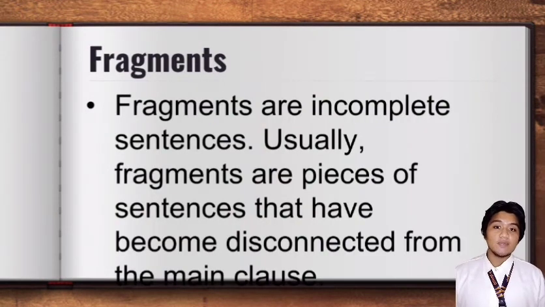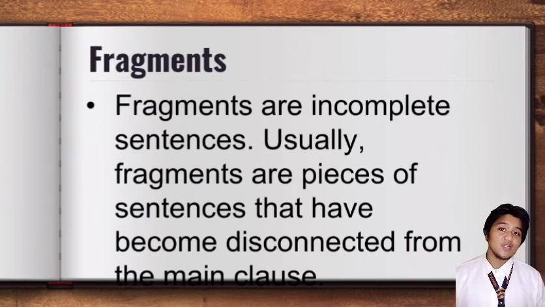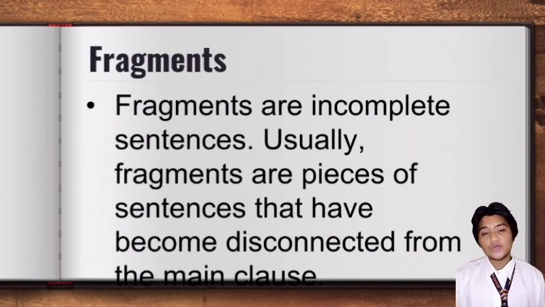Now, we have talked about sentences, but there are instances that are actually not sentences, and these are called fragments. Fragments are incomplete sentences. Usually, fragments are pieces of sentences that have become disconnected from the main clause. One of the easiest ways to correct them is to remove the period between the fragment and the main clause. Other kinds of punctuation may be needed for the newly combined sentence.